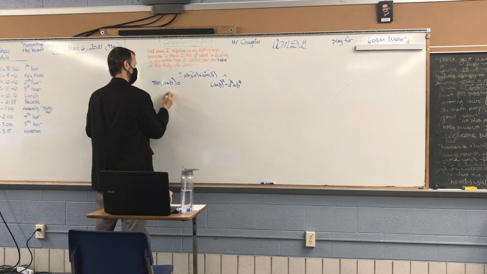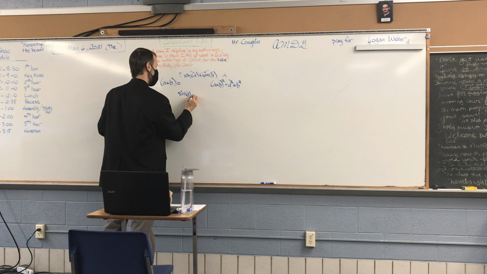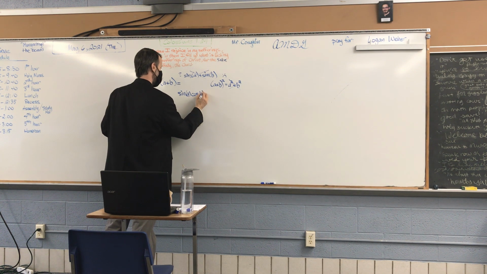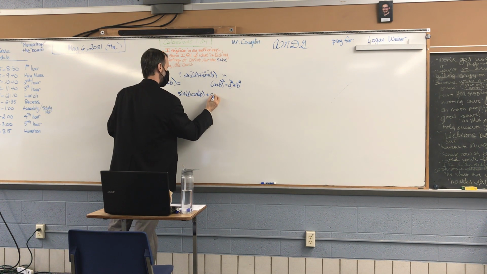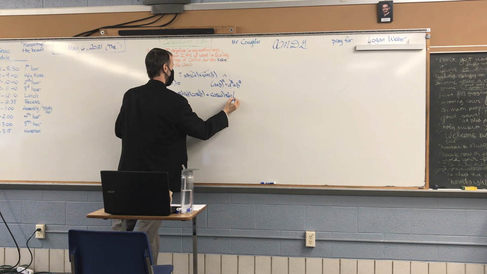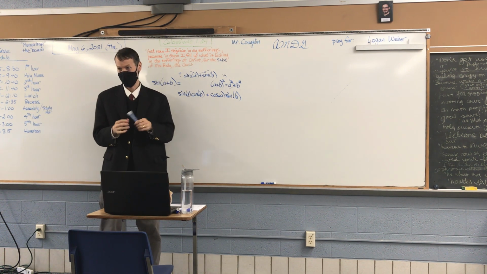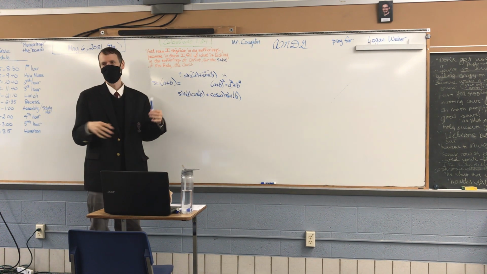Here's the actual formula. Sine of A, cosine of B, plus cosine of A, sine of B. It took a long time for people hundreds of years ago to find this formula. We're just enjoying the fruits.